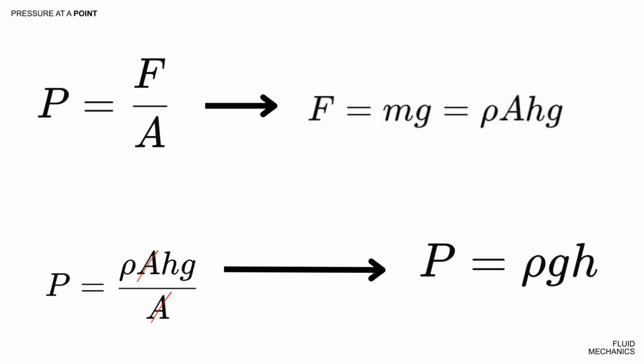Now you're wondering, where is A? A was already cancelled out. This shows that pressure at the point increases with depth, and it depends on the density of the fluid, the acceleration due to gravity, and the depth of the point below the surface. So if two points are at the same depth in a fluid, they experience the same pressure no matter where they are horizontally. This is why underwater, your ears feel the same pressure from all sides at the same level.